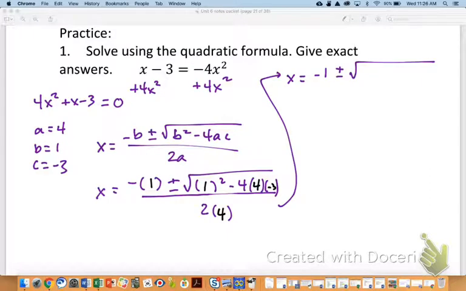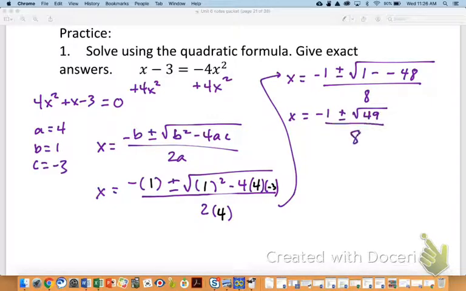root of 1 minus 4 times 4 times negative 3 is negative 48. So it'll end up being 1 plus 48. My next step could be this. I could then take it one step further and say this is really negative 1 plus or minus 7 over 8, because the square root of 49 is 7.